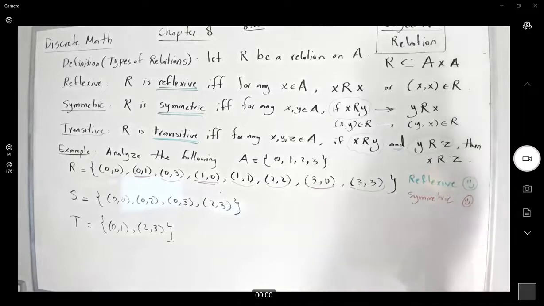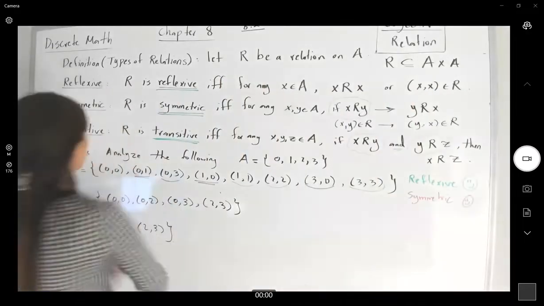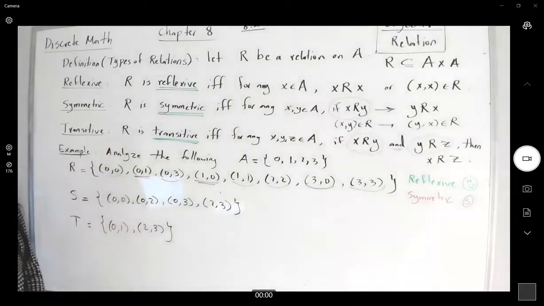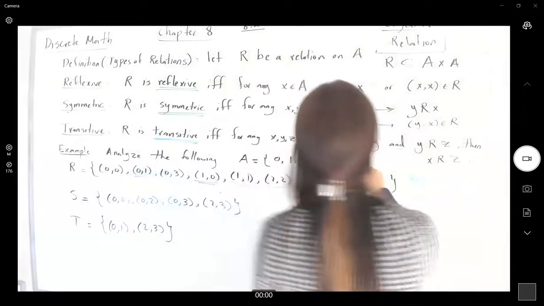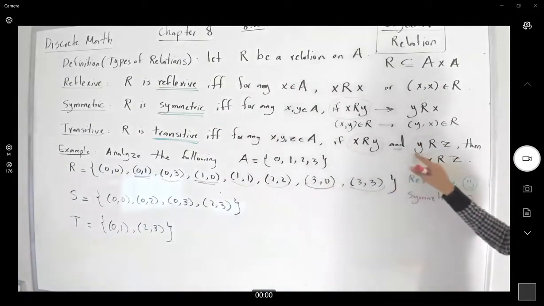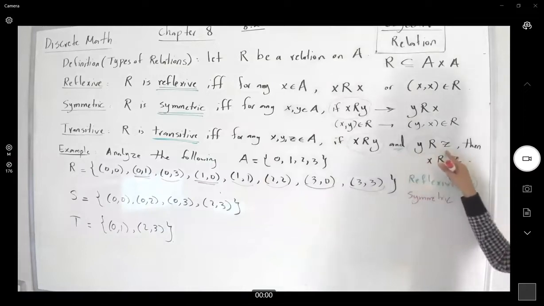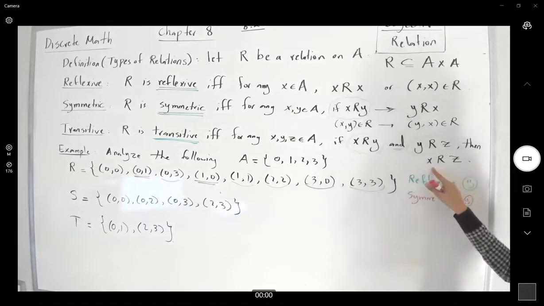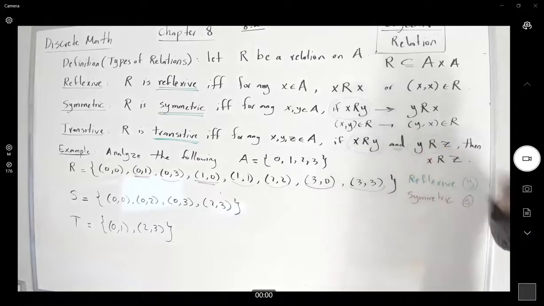Very well. So let us consider transitive. If x is in relation with y and y is in relation with z, I should be able to conclude that x is in relation with z. Okay, let's see. What do we have here?